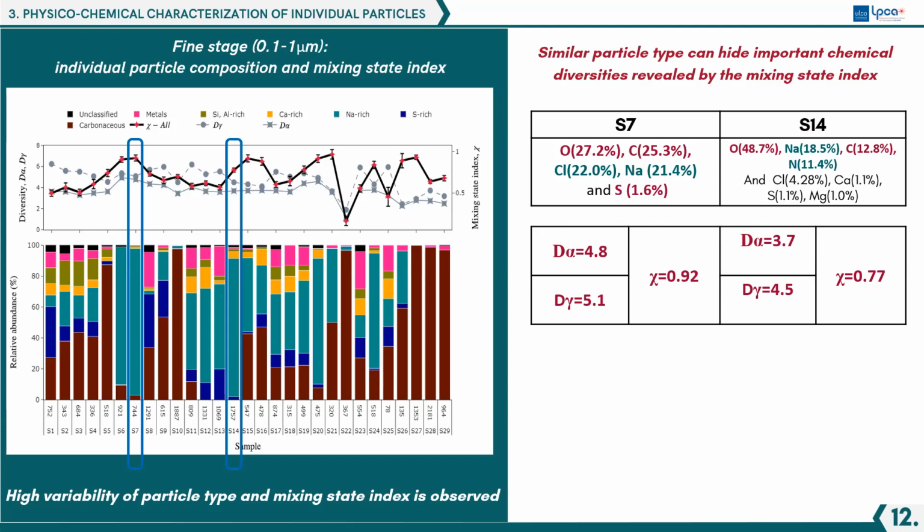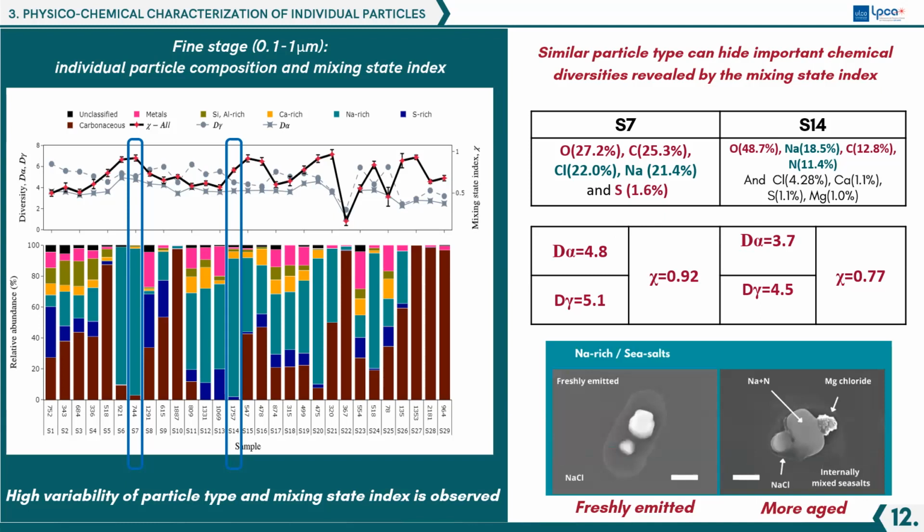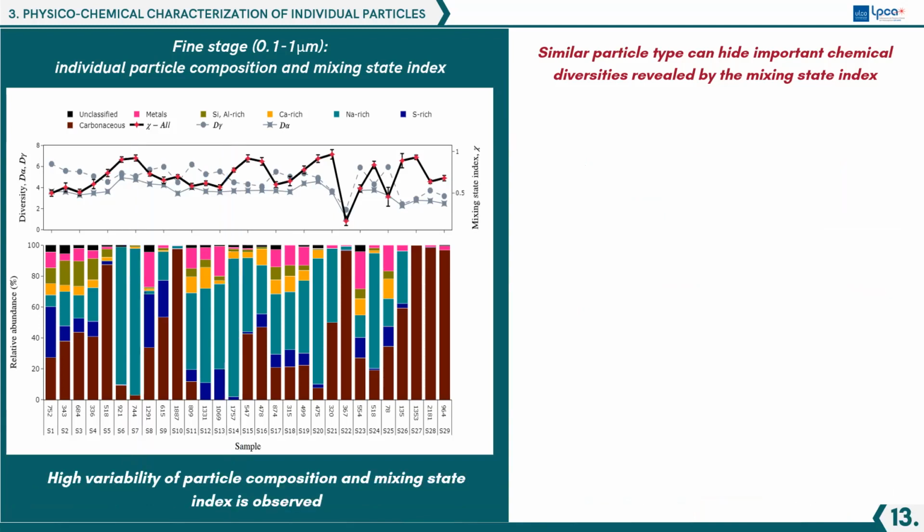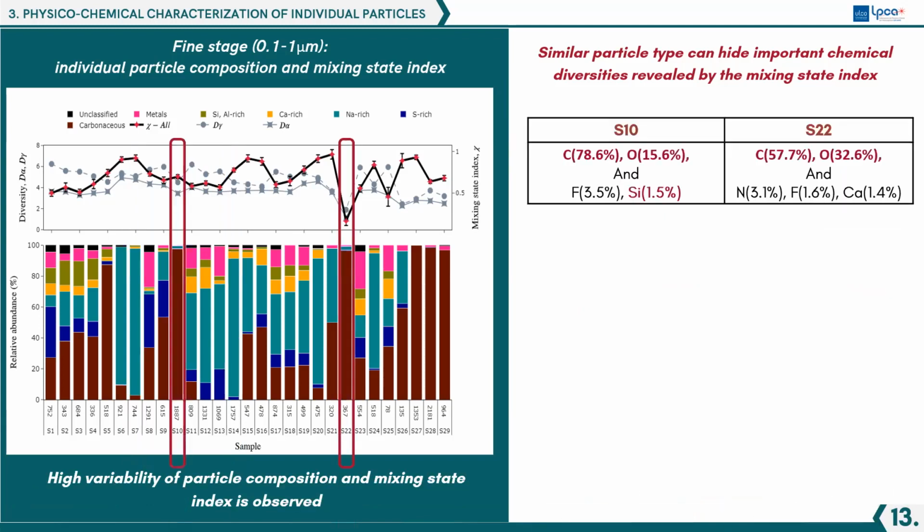So without looking at their elemental composition, we could have just calculated the mixing state index and highlighted these differences. And you can see the difference also by looking at these same images, where the S7 sample is closer to a freshly emitted NRH particle, whereas the S14 sample with more elements is closer to a more aged NRH particle.